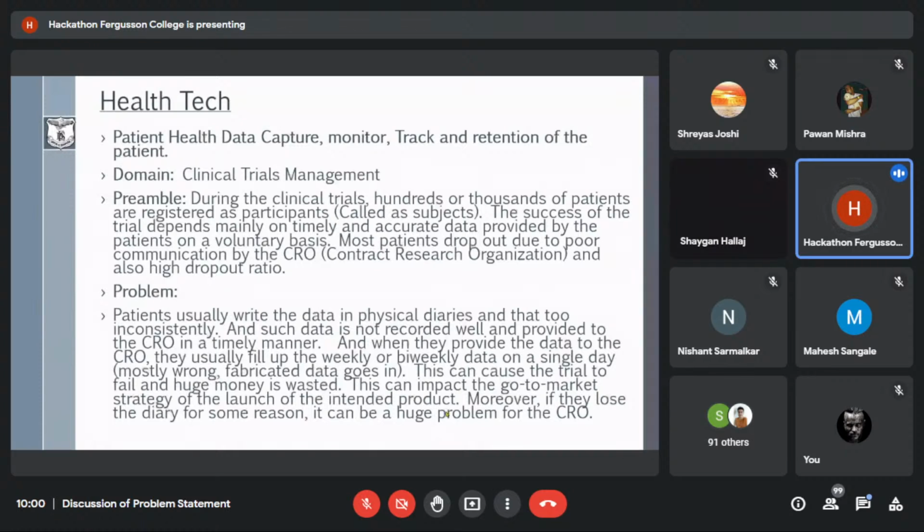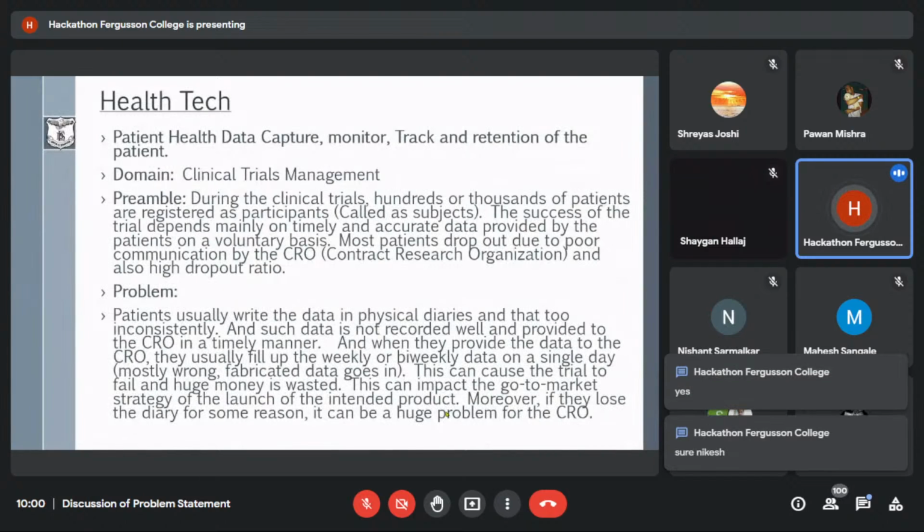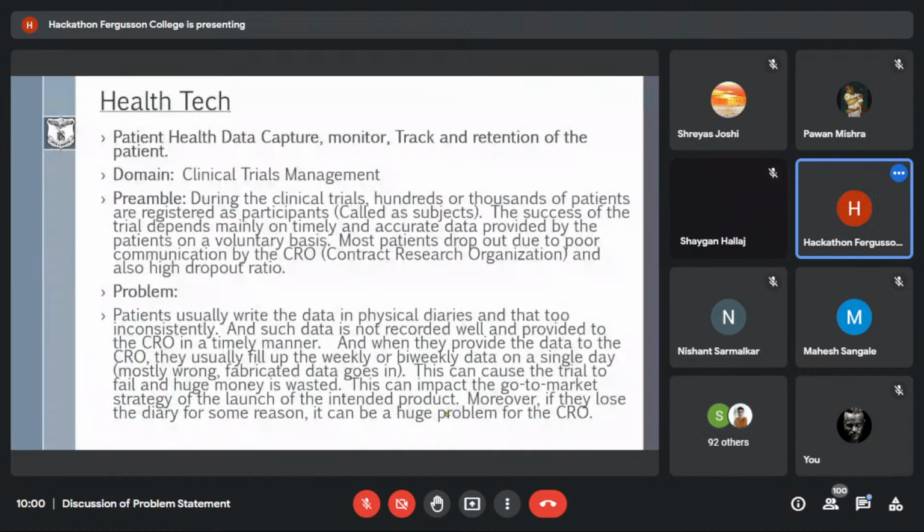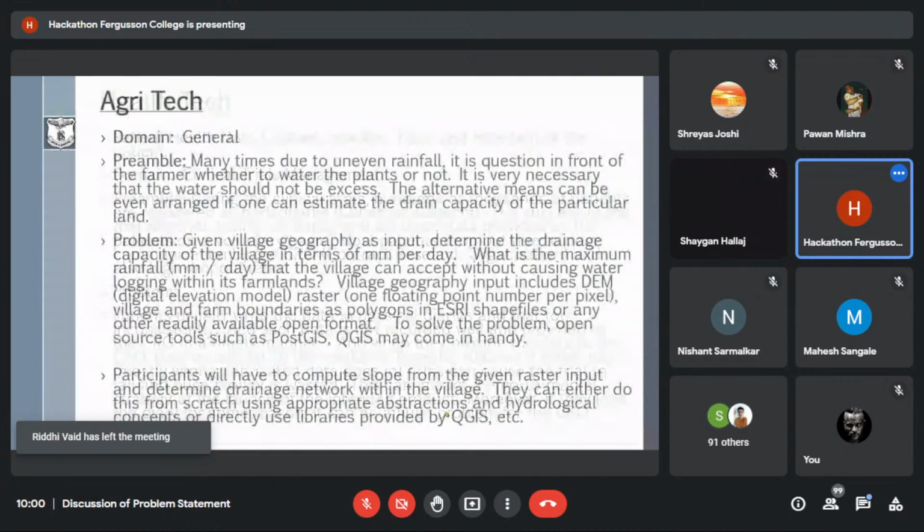So you can give reminder systems, whatever is needed, you can do that. But we want our patient to be retained. He should feel special, and we must have timely data to monitor the patient. That is what we expect in this health tech domain. The second domain was agri-tech.